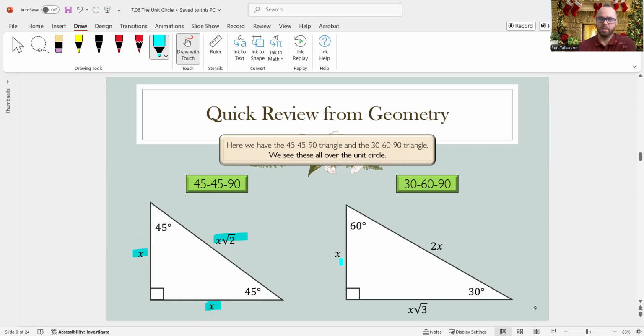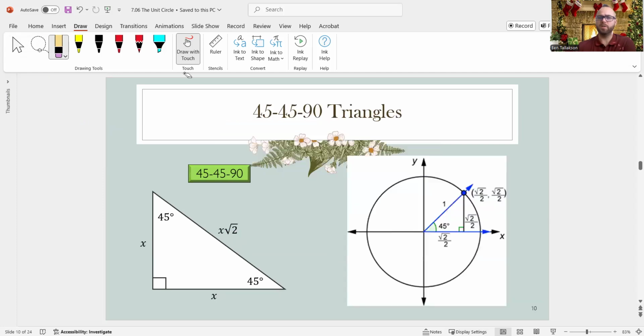For 30, 60, 90, it's all in relation to x, right? So the side between the right angle and 60 degrees is going to be half of the hypotenuse. And then the other side is going to be this side that's not the hypotenuse times square root of 3. That's a little review.